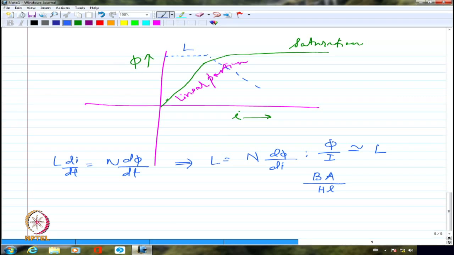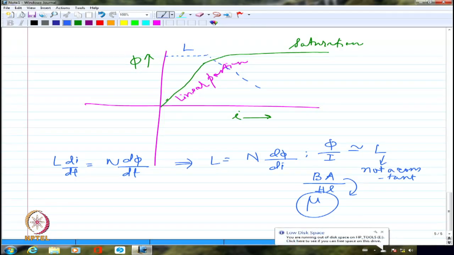So basically this inductance is not a constant, which means mu also comes in as part of the relationship. So, mu is also not a constant in the case of a ferromagnetic core. The mu value, which relates B and H together, will not be a constant. So I am not going to have very straightforward calculations in the magnetic circuit if I take saturation into consideration.